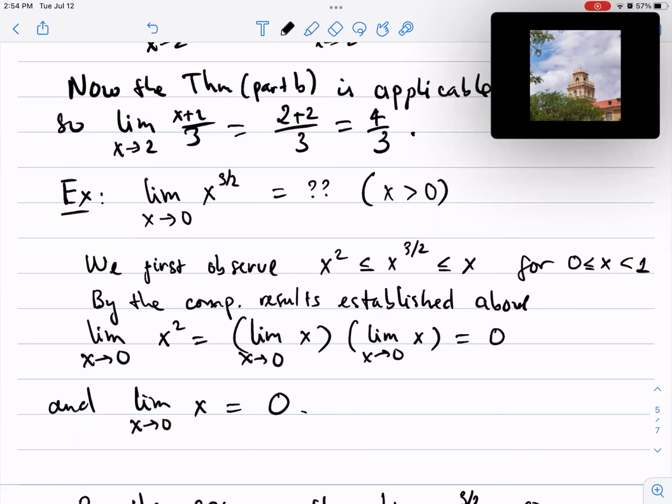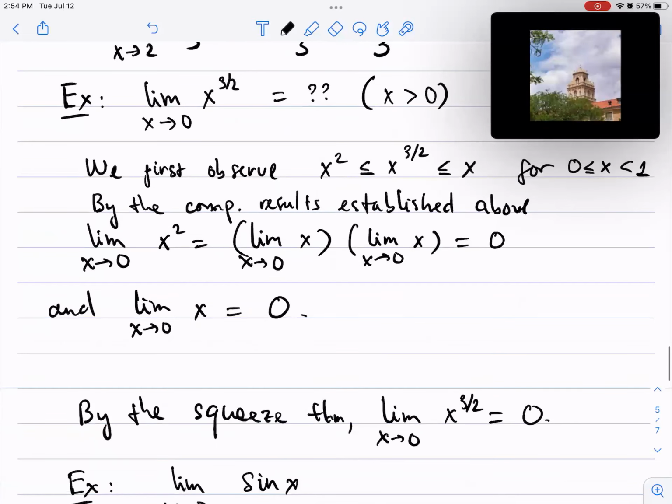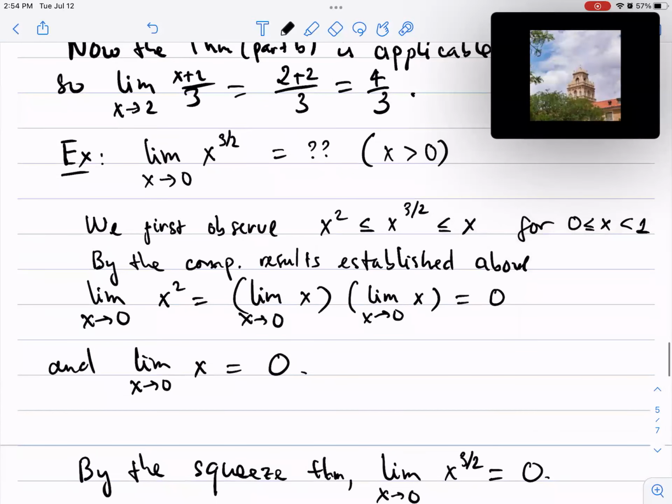The next example will require you to use, instead of just the compatibility result, something else. So we would like to compute the limit of x to the 3 halves when x approaches 0. We first observe that x squared is smaller than or equal to x to the 3 halves, smaller than or equal to x, for 0 smaller than or equal to x smaller than 1.